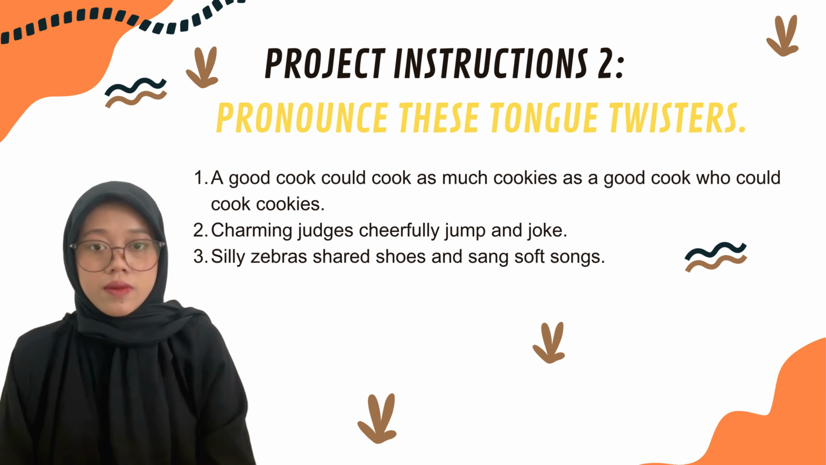Introduction 2. There are three tongue twister sentences. The first is: a good cook could cook many cookies. A good cook who could cook cookies. And the second is: charming judges cheerfully jump and joke. And last: Sally sees Sue and sings a soft song.